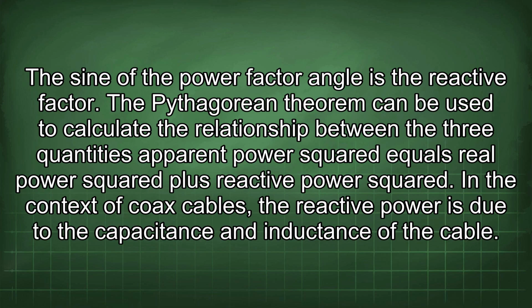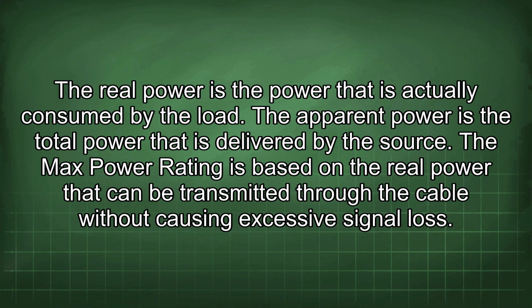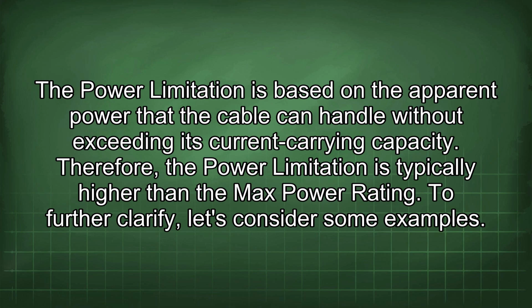In the context of coax cables, the reactive power is due to the capacitance and inductance of the cable. The real power is the power that is actually consumed by the load. The apparent power is the total power that is delivered by the source. The max power rating is based on the real power that can be transmitted through the cable without causing excessive signal loss. The power limitation is based on the apparent power that the cable can handle without exceeding its current carrying capacity. Therefore, the power limitation is typically higher than the max power rating. To further clarify, let's consider some examples.